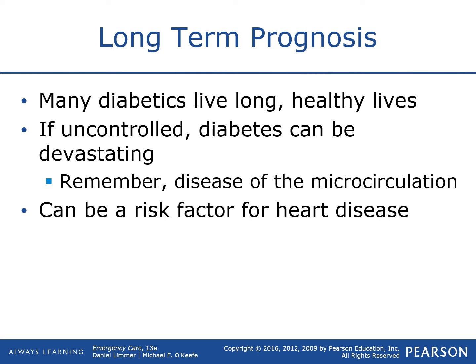It can be a huge risk factor for heart disease, which is why when we talked about cardiac emergencies and we talked about gathering history of patients, one thing that we need to figure out is if they have a history of diabetes, because history of diabetes increases your chance for heart disease significantly.